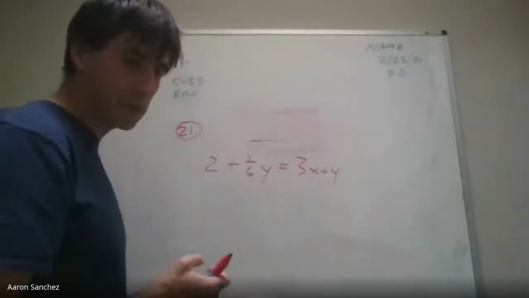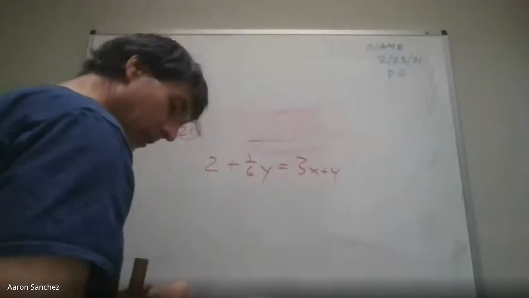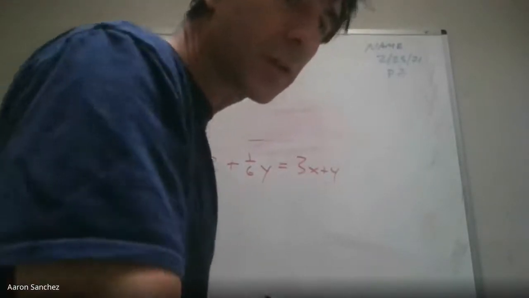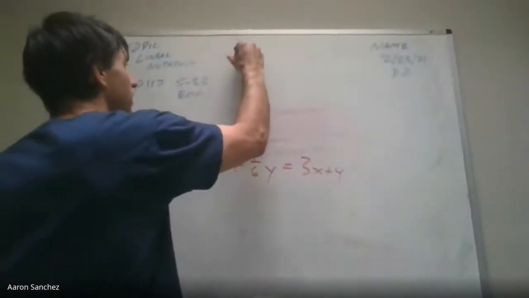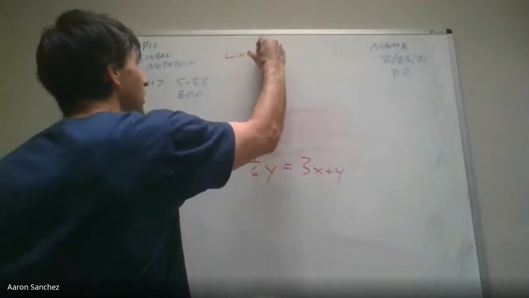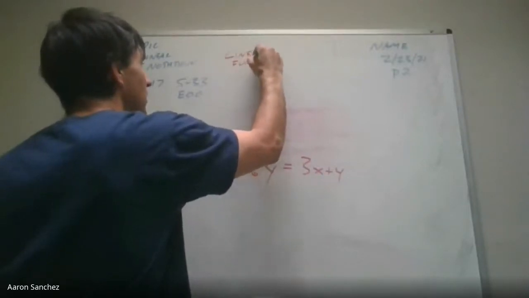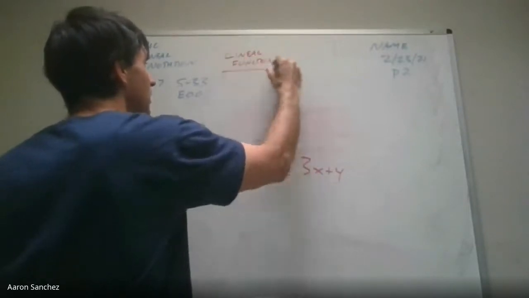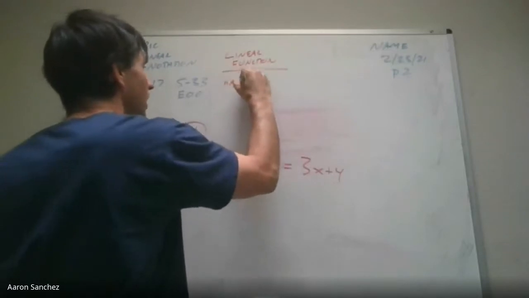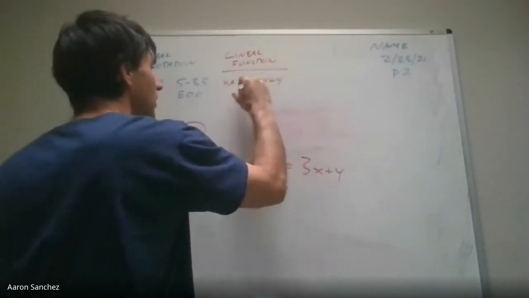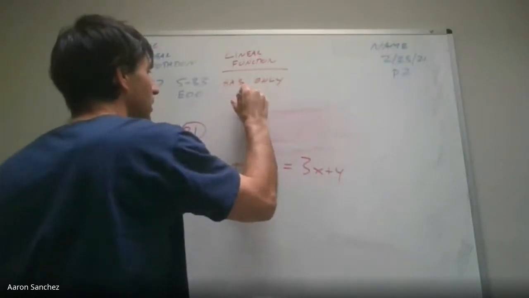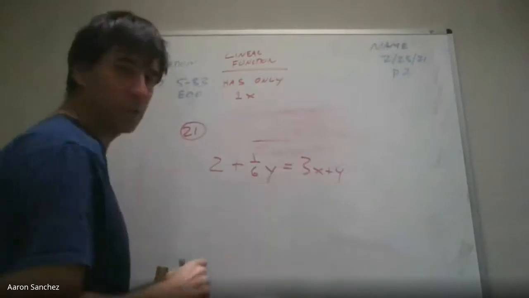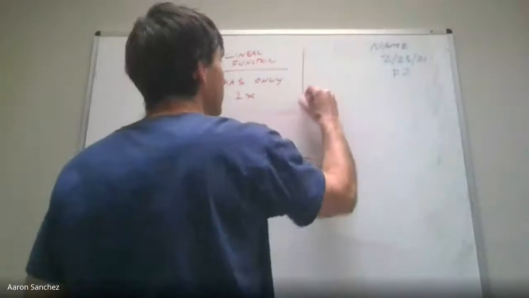Now let me put this up here so you guys can see. If I had a different color, where's my other color pen? Okay, here's a linear function. Quinlan, can you see this? A linear function has only one x. Does this have one x on it? Yeah.